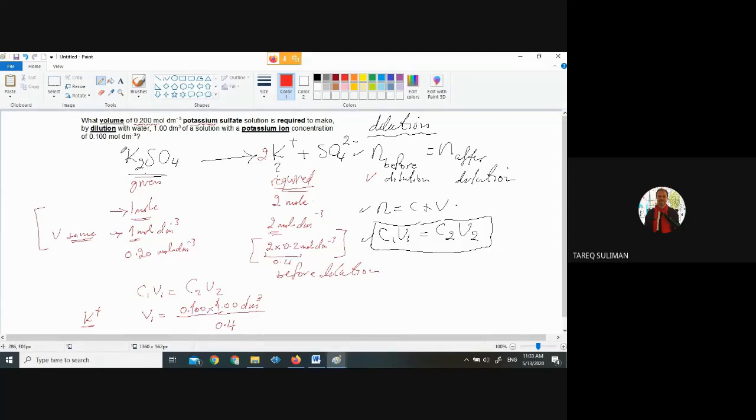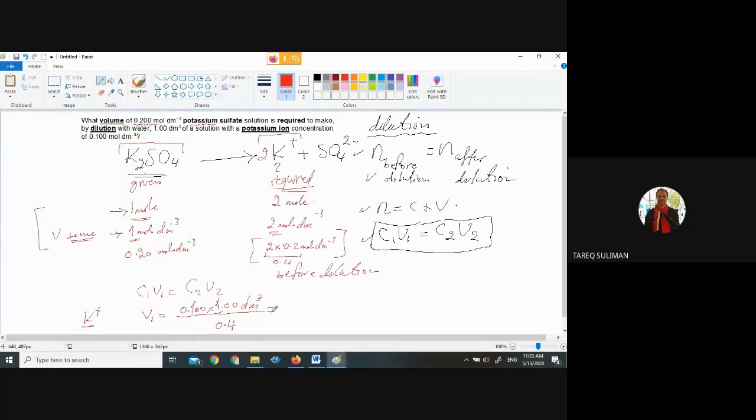So if we need to find the volume of K2SO4, then we use the concentration of K2SO4. But they ask us to calculate the volume that produces the potassium ion. So we need to use the concentration of potassium ion in the calculation. Always bear this in mind to know the consequence of the steps you are going to follow.